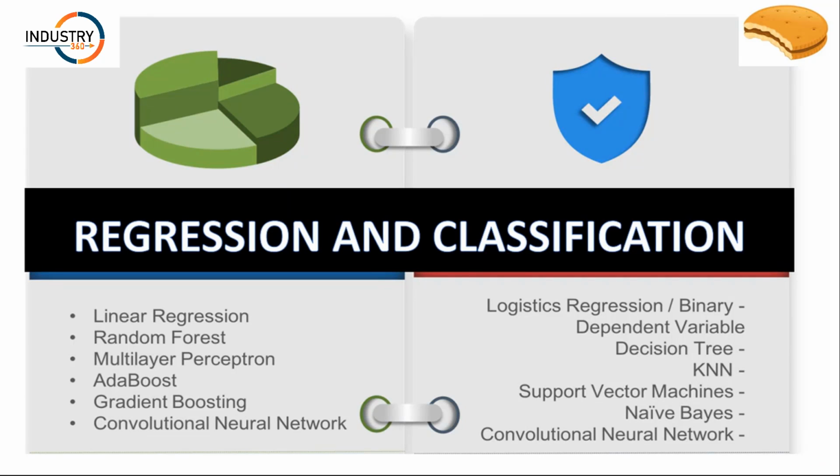The algorithms which are included in regression are linear regression, random forest, multilayer perceptron, AdaBoost, gradient boosting, and convolutional neural network. And in classification, logistic regression, binary dependent variable, decision tree, KNN, support vector machines, naive Bayes, and convolutional neural network.